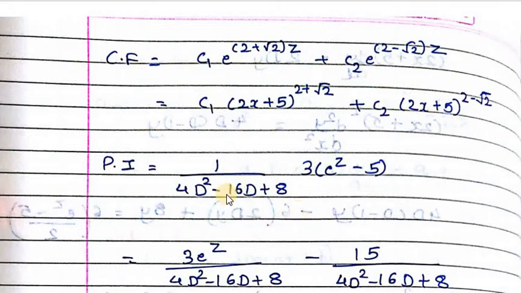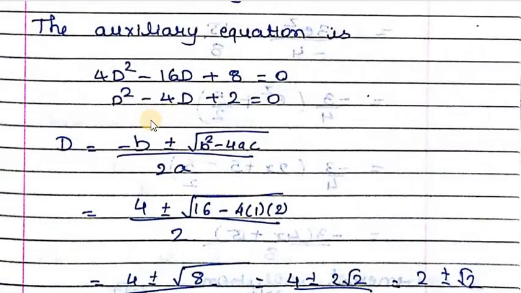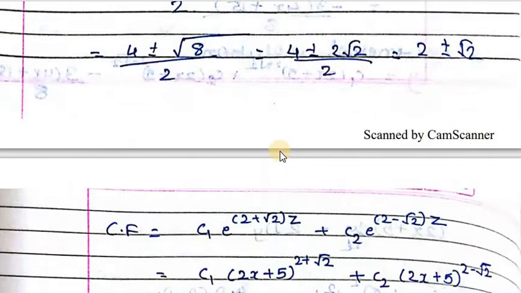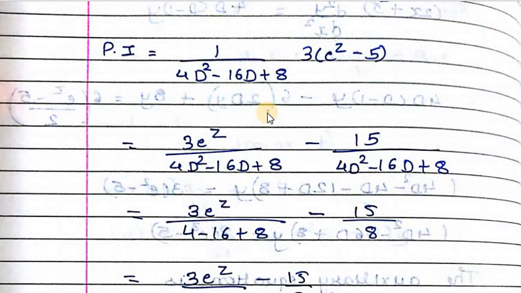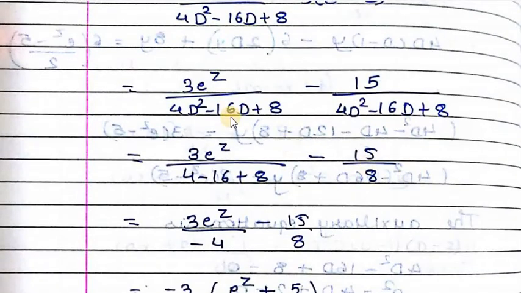Formula of PI is 1 over f of D times R(z), and f of D is 4D squared minus 16D plus 8, and R(z) is 3 times e raised to z minus 5. Now we will apply this operator on 3e raised to z and 3 into 5, which is 15. So we have 3e raised to z over this function, then minus 3 into 5, which is 15, over this function of D. Now this is case number 1.